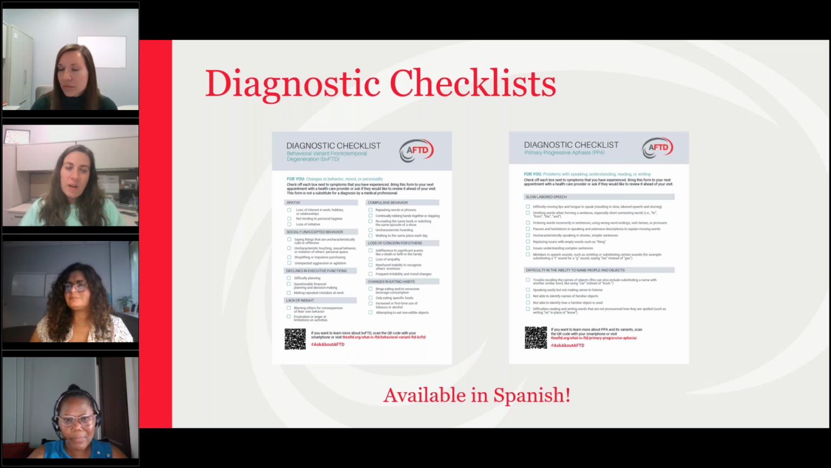So our diagnostic checklists, we have two, as we stated a little bit earlier: one for behavioral variant FTD and the other for PPA. Both of these are translated into Spanish as well. As you can see on the slide, there's a checklist, so you can go through and check off which symptoms you're seeing in your loved one or experiencing yourself. And on the back, which is really useful for healthcare professionals, are the diagnostic criteria, so it starts the conversation for you, helps educate the healthcare professional, and is a really good resource to start that conversation with your healthcare professional.